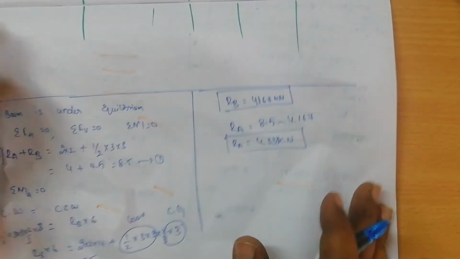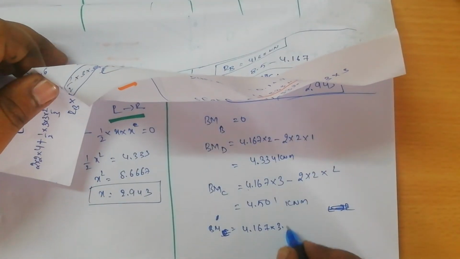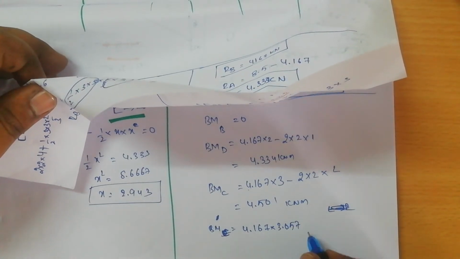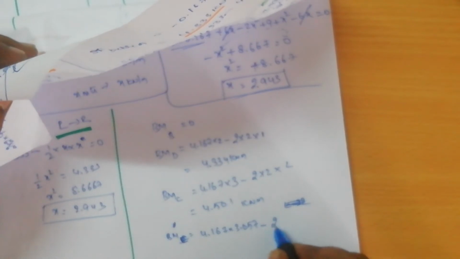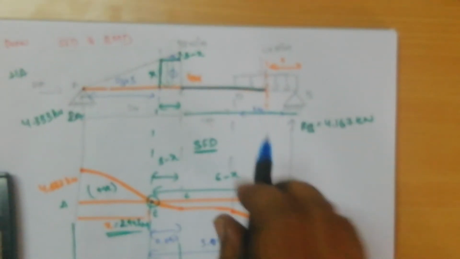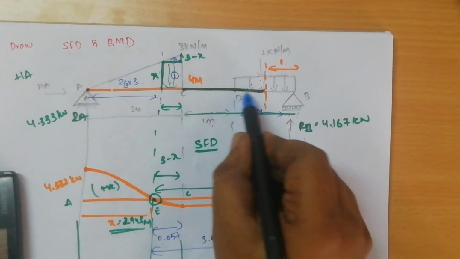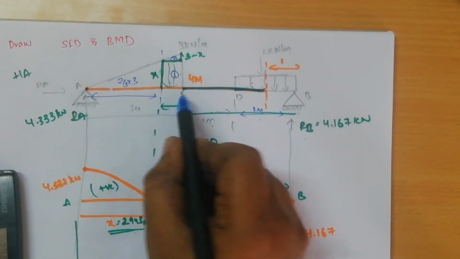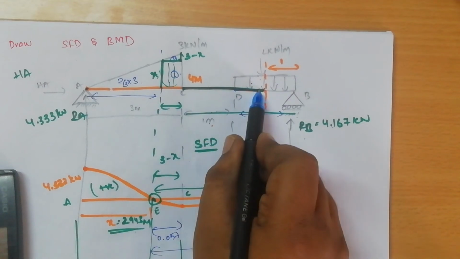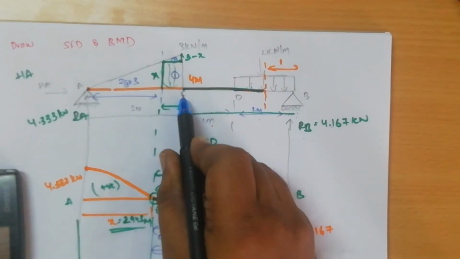So 3.057. Let us multiply 3.057. Clear? Next is minus, because of this UDL. The UDL is now 2 into 2, and its CG is present at a distance of 1 meter from the D point to this point. Now from here we have to take this. Already you have calculated till C point the distance from CG.